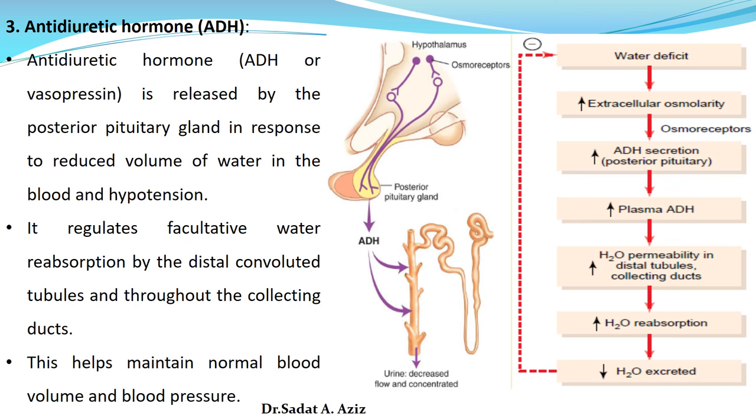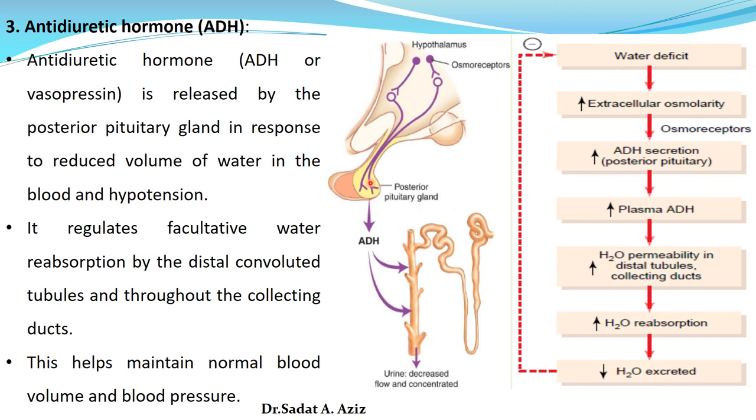This is the hormone which we mentioned during our lectures when we talked about water reabsorption, which is called the antidiuretic hormone. I think we mentioned this hormone when we had our lecture about the endocrine system. We said the antidiuretic hormone is released from the posterior part of the pituitary gland.